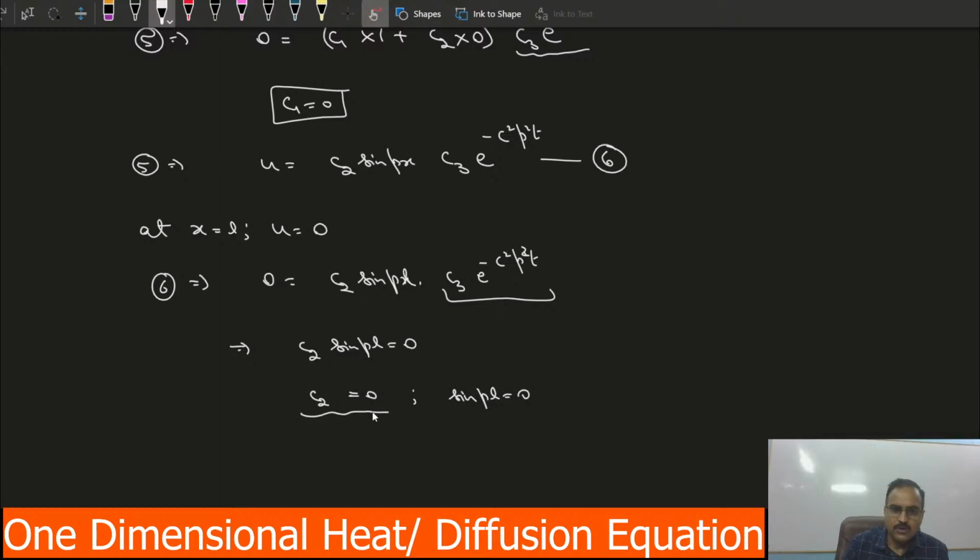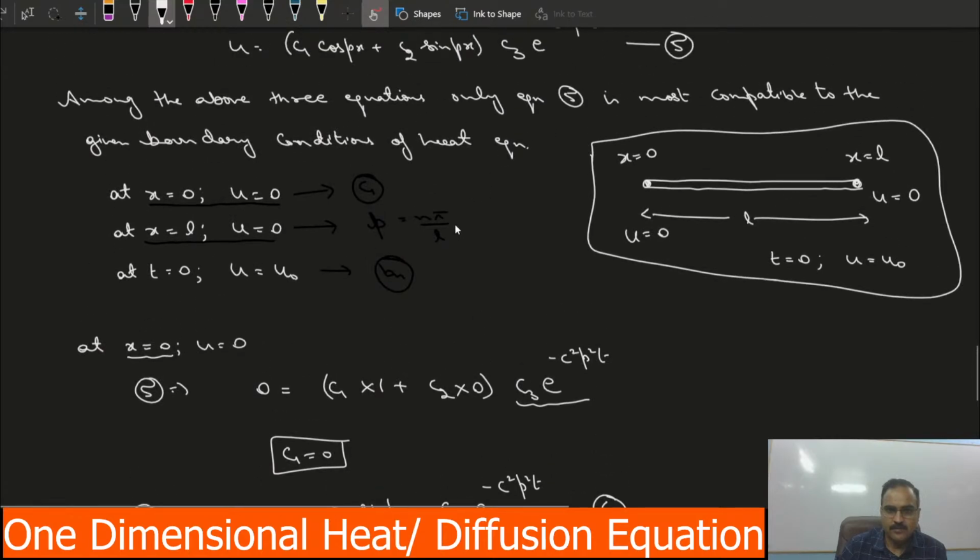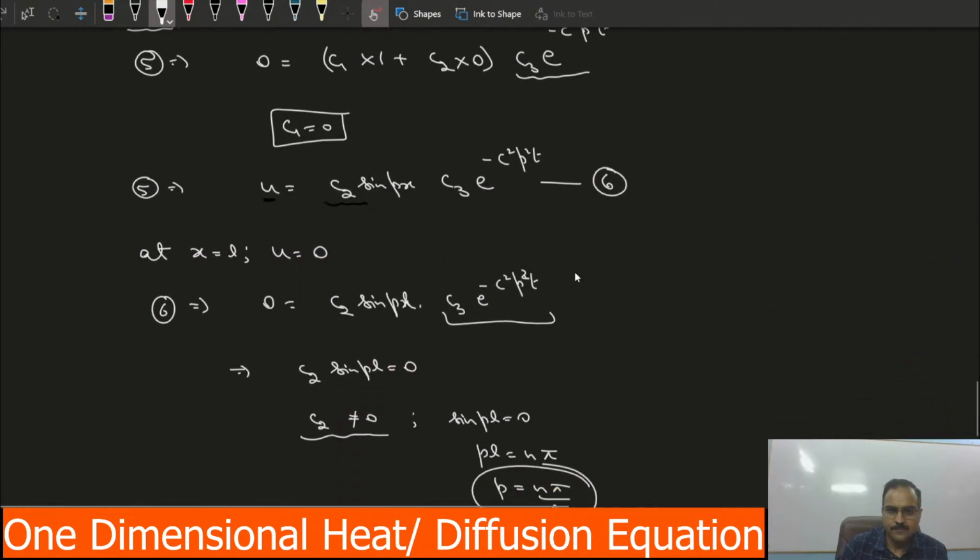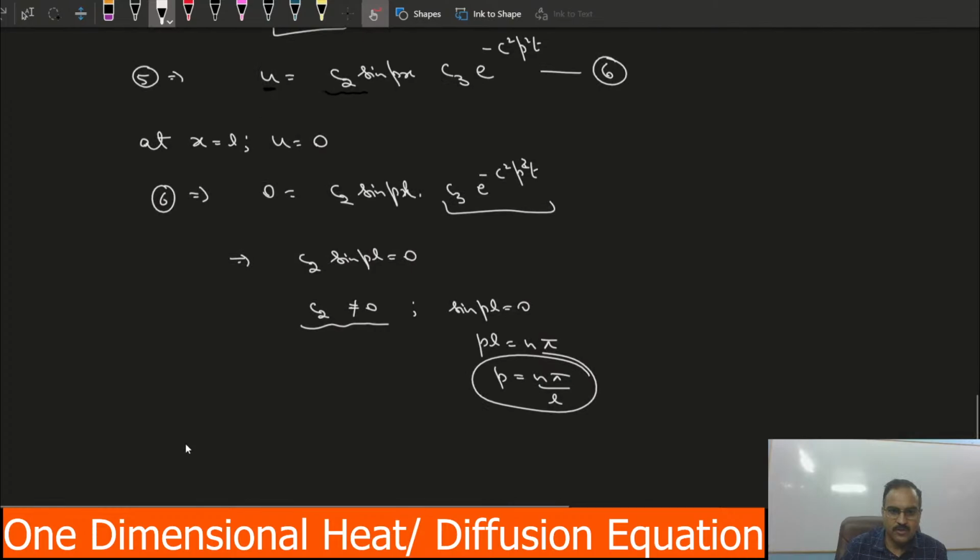Now c2 is not possible to become 0. Why? If I take c2 as 0 and substitute it in this one, it will make the whole solution, the temperature distribution u, equal to 0. So we don't need c2 equal to 0. That means we have sin pl equal to 0. So pl is equal to n pi, so p is equal to n pi by l. These are the standard values, as I've already mentioned over here. So we need to substitute this value in equation number 6.